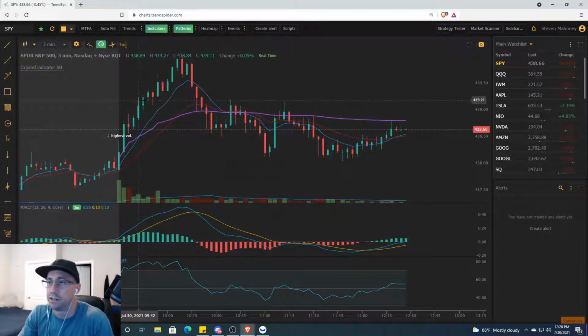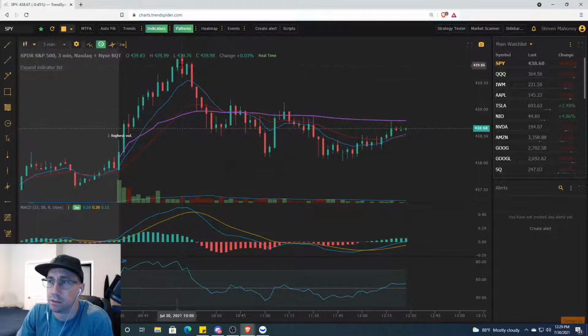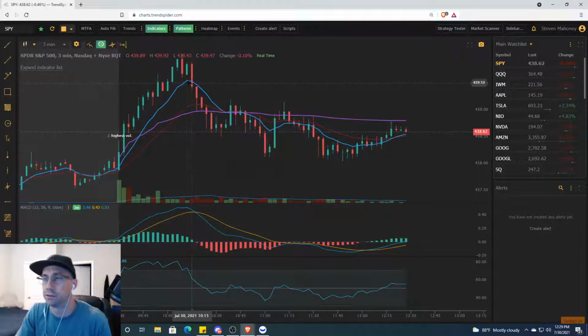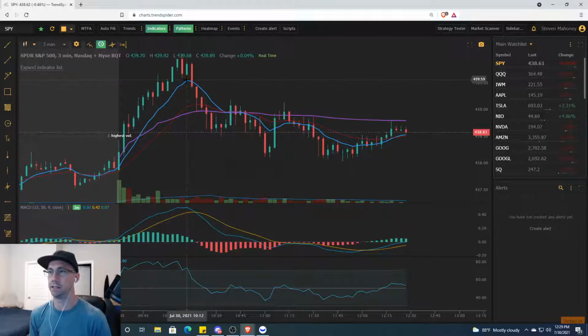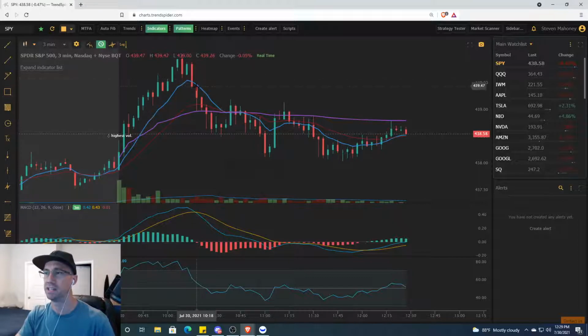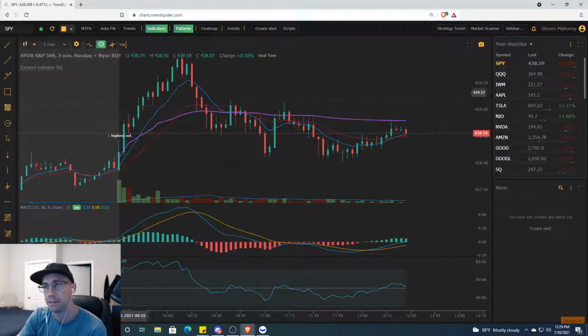So that was, but you can see that I should have actually stayed in the whole entire time until it started to close below the 9 EMA. So you can see it closed right here at 439.48. As soon as this candle closed below the 9 EMA, and then all of these closed below the 9 EMA, this right here would have been where I technically should have got out.